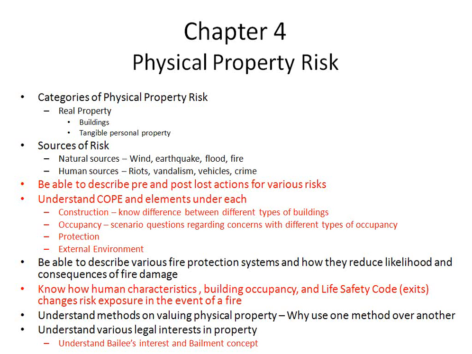So, physical property risk. There's a lot of things on here. This was probably the longest chapter we had, probably 40-plus pages. The categories of physical property, I think, are easy. Real property deals with buildings, and tangible personal property. I think most people recognize that. The areas we talked about were the sources of risk: natural sources, Mother Nature, wind, earthquake, flood, fire, lightning would be those natural sources.